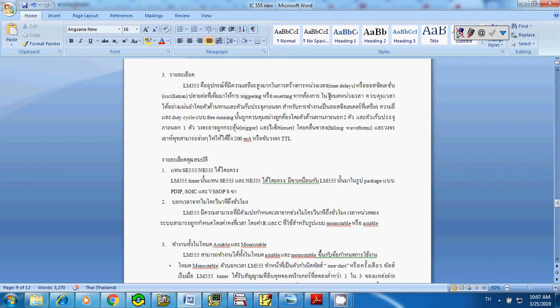For the time delay mode, the time can be controlled with very high accuracy by an external resistor and an external capacitor. For working as an astable oscillator, the frequency and duty cycle as a free-running timer can be controlled with high accuracy by 2 external resistors and 1 external capacitor. The circuit can be triggered or reset by the following waveforms, and the output can supply current up to 200 milliamps, or can also drive TTL circuits.